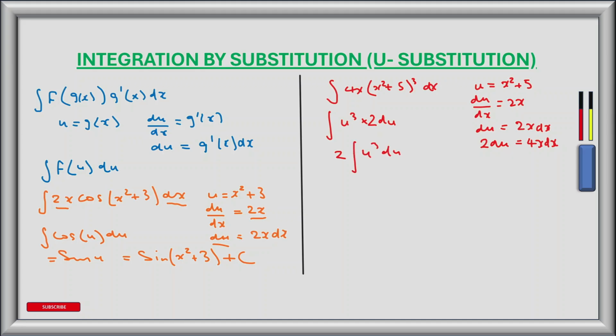So now we can easily integrate this using the power rule. So we have 2 times u to the power of 3 plus 1, which is 4, divided by 3 plus 1, which is 4, plus the constant of integration. So this is u to the power of 4 divided by 2 plus the constant of integration. So if we now substitute back in for u, we have x squared plus 5, which is u, and this is now to the power of 4 divided by 2 plus the constant of integration.